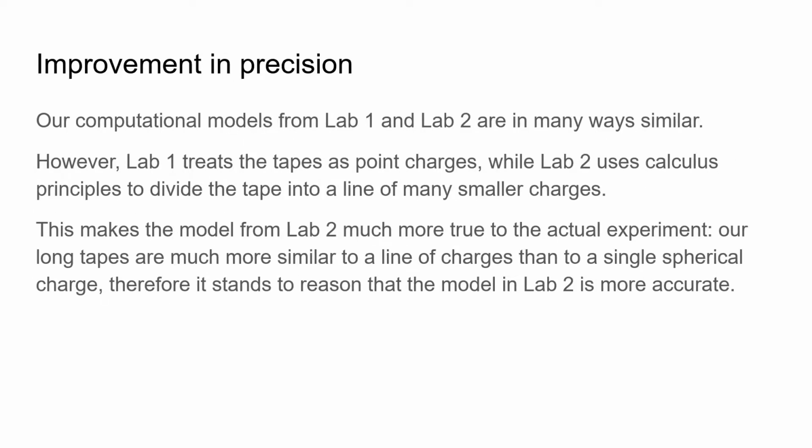For the most part, our models in Lab 1 and Lab 2 are very similar, except that Lab 1 treats the tape as just 1 point charge, while Lab 2 uses calculus principles to divide the tape into a line represented by many smaller point charges. In our case, we use 10 point charges to represent the line. That makes the model from Lab 2 much more true to the actual observations, because our long tapes are much more similar to a line of point charges than they are to just one single point charge. Therefore, it stands to reason that the model in Lab 2 is much more accurate than that of Lab 1.